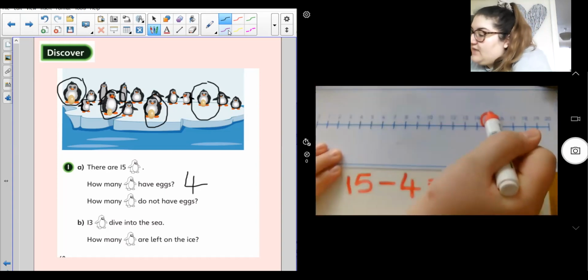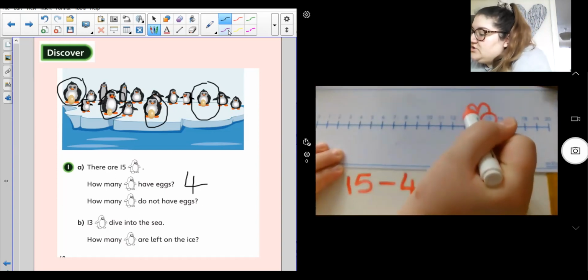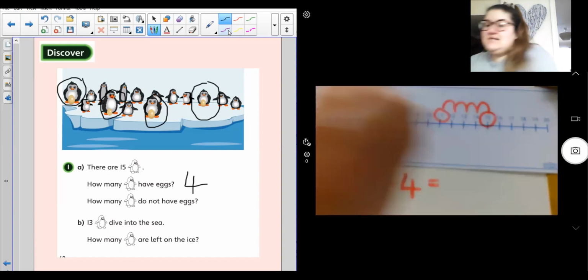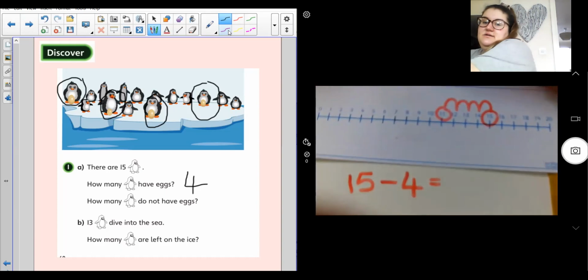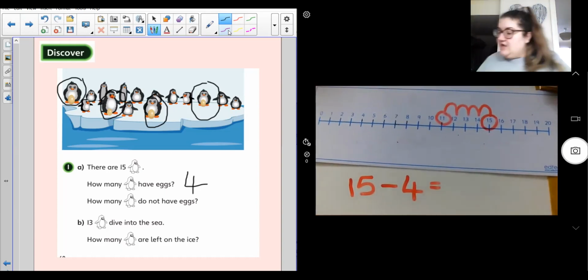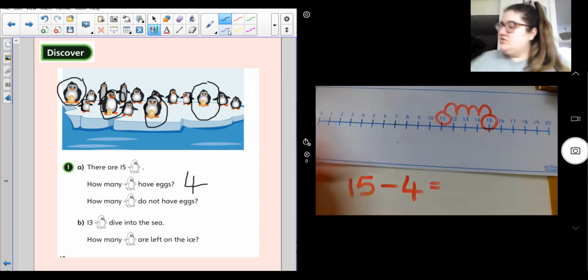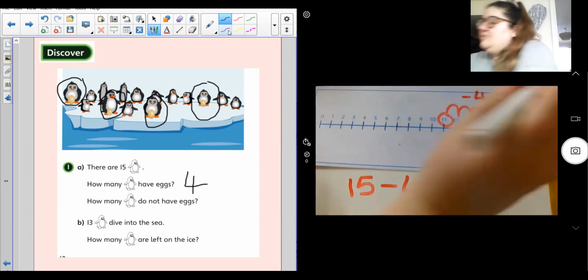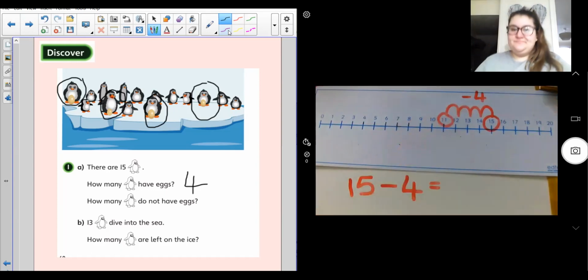Can you tell me when to start? 1, 2, 3, 4. Where did I land? I started on 15. I took away 4. Where did I land? 11. Well done. So 15 take away 4 is 11.